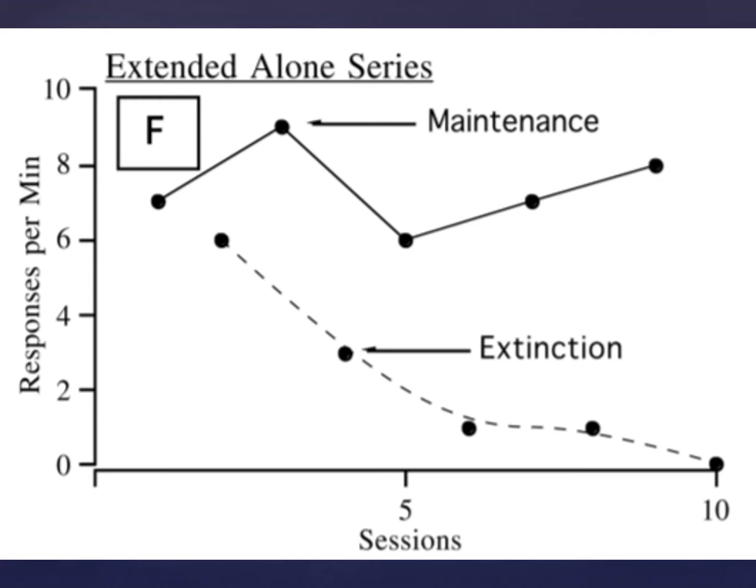An extended alone series of sessions is used when you suspect that the behavior is maintained by automatic reinforcement. This is often actually used following a full functional analysis in which you see undifferentiated results. If the behavior is truly maintained by automatic reinforcement, you would see continued high rates of behavior in the back-to-back alone conditions, as indicated by the maintenance line on this graph.